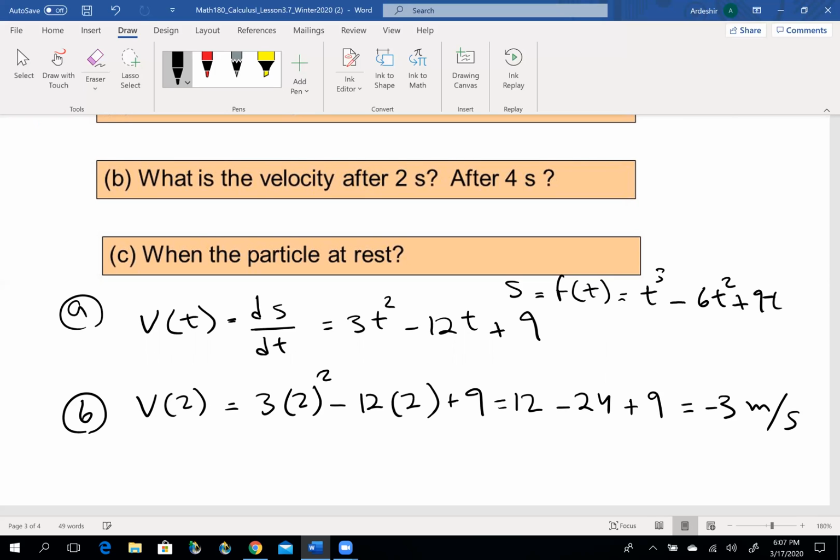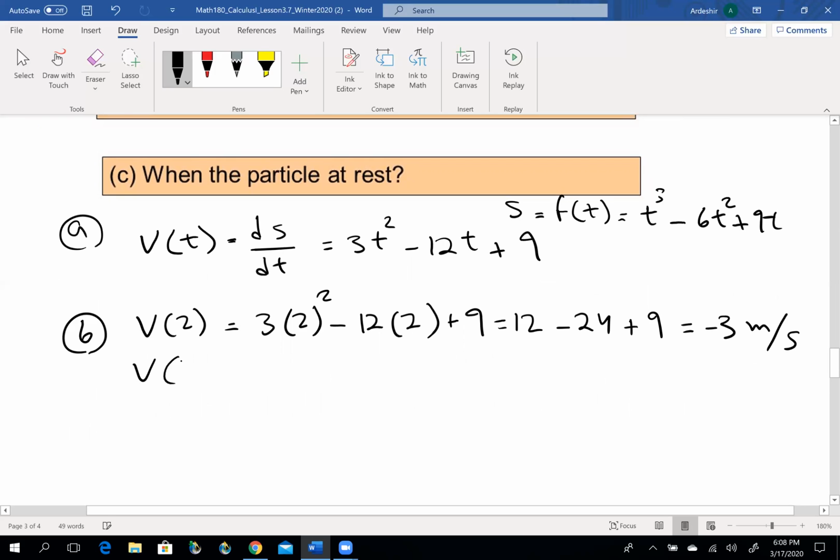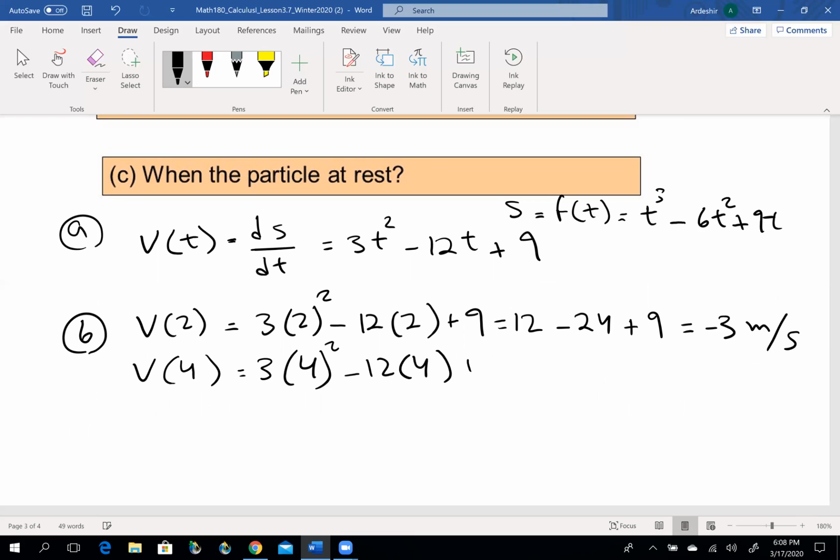So now I want to find the velocity after 4 seconds. So it's going to be 3 times 4 squared minus 12 times 4 plus 9. So again, I'm going to use the order of operations. 4 squared is 16 times 3 is 48, minus 4 times 12 is 48, plus 9. So 48 minus 48 is 0. What's remaining is 9. So it's going to be 9 meters per second.